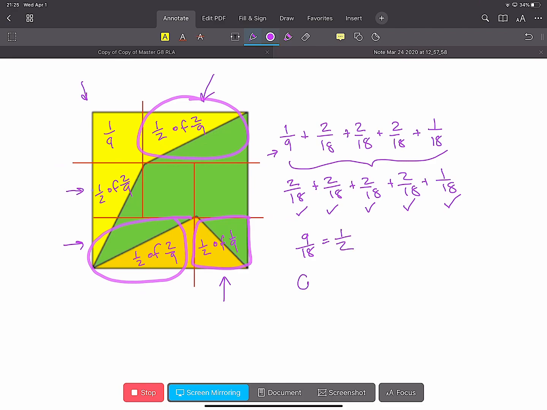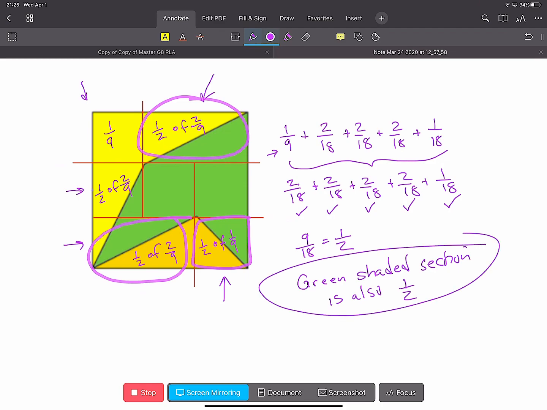That means the green shaded section is also 1/2 of the whole picture. And that's it. That's a proof of what fraction of the whole picture the green shaded section is.